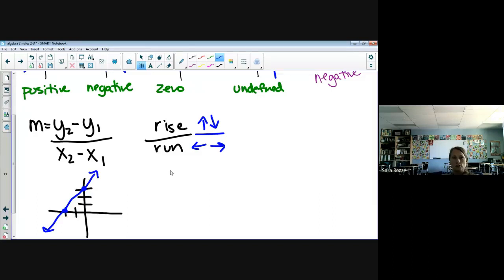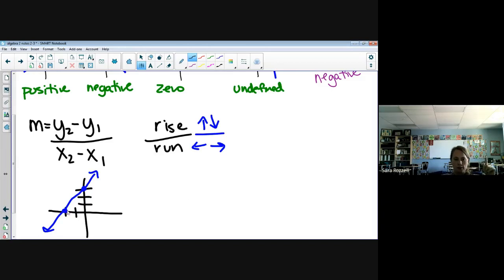The first thing we need to remember is, is this going to be a positive, negative, 0, or undefined slope? What do we have going on here? Positive. It's positive. So our answer needs to be positive. If you calculate this and end up with a negative answer, you did something wrong, okay? But this is going to be a positive answer.